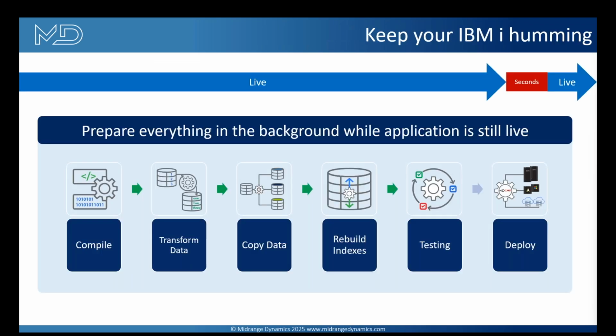So what MD Rapid brings to the table is that it prepares everything in the background while your application is still live. Getting anything compiled that's not already compiled, transformation of the data, copying the data from your live environment, and not just from a given schema or library. You may have dozens of division libraries, each with its own set of tables that you need to update with new field definitions all at the same time.